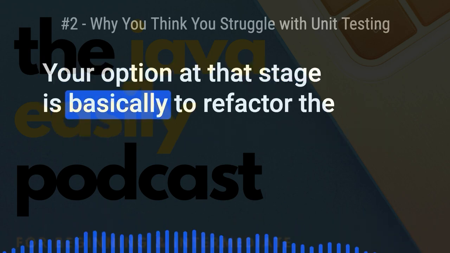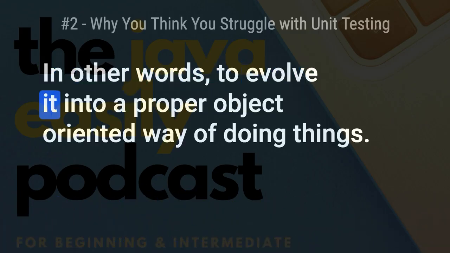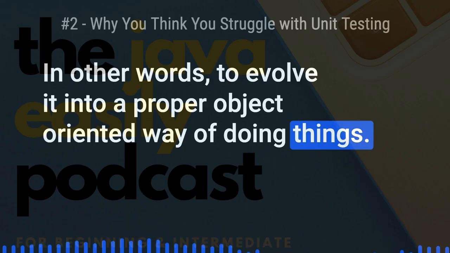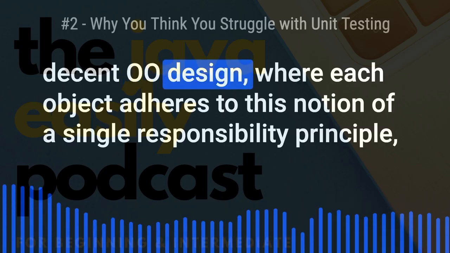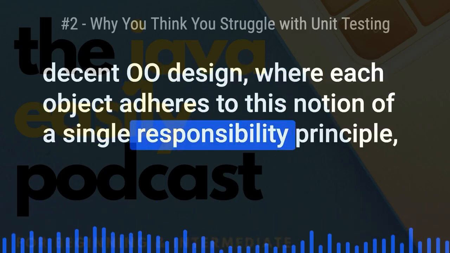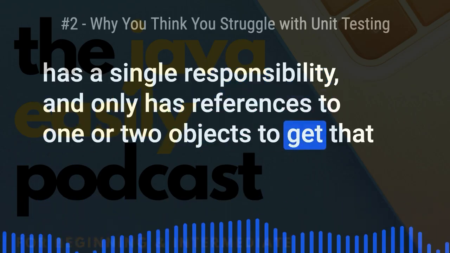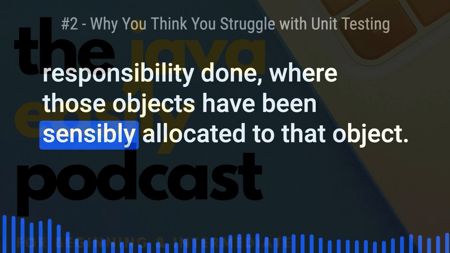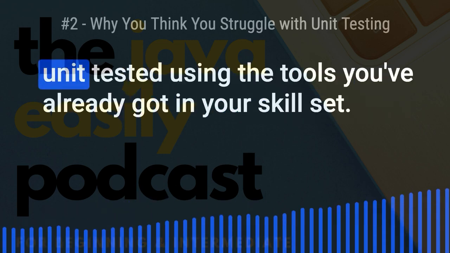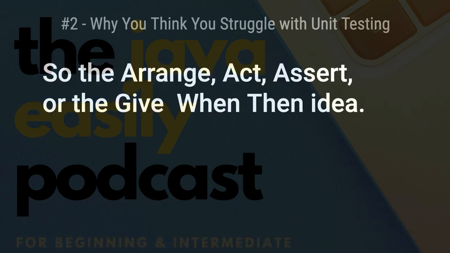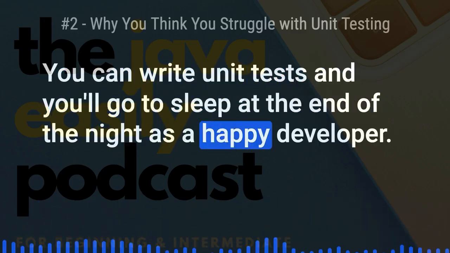Your option at that stage is basically to refactor the class and to decompose it into different objects. In other words, to evolve it into a proper OO design. And once you've got it to that stage where you've got a decent OO design, where each object adheres to the single responsibility principle, has a single responsibility, and only has references to 1 or 2 objects to get that responsibility done, where those objects have been sensibly allocated, at that point you'll find that those objects can be very easily unit tested using the tools you've already got in your skill set. So the arrange, act, assert, or the given, when, then idea. You can write unit tests and you'll go to sleep at the end of the night as a happy developer.